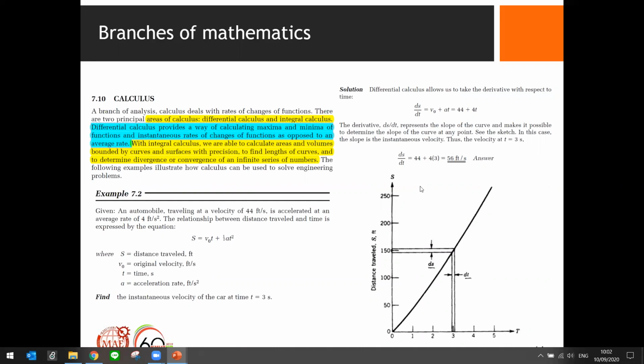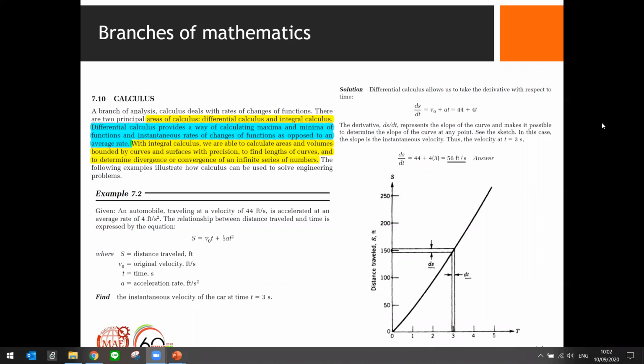Okay, and next is about the calculus. The calculus is going to be about the derivative and integration. What exactly is calculus? Can anyone give a short definition?